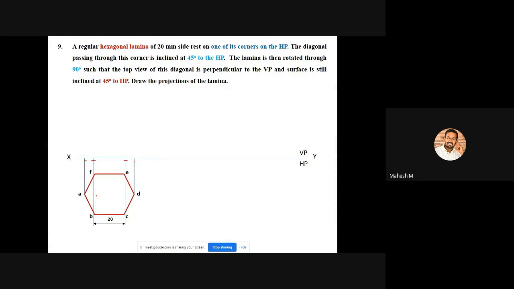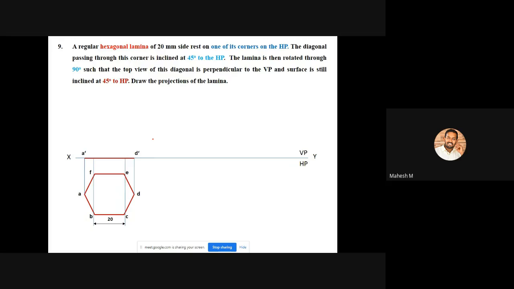A dash. B dash of F dash. C dash of E dash. D dash. Okay, so it is our right answer.